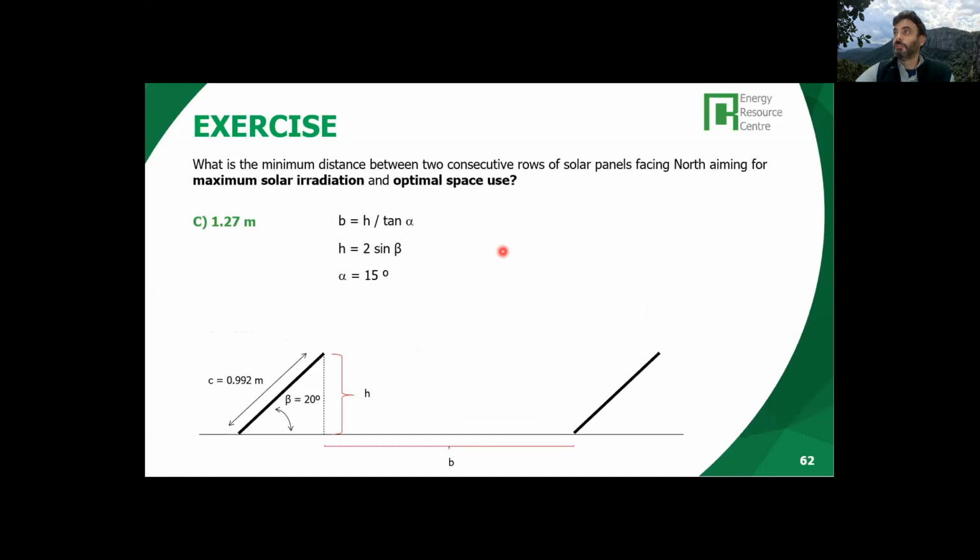So the answer would be C. How do we calculate that? We use the formula. B is h divided by the tangent of angle alpha. We said we can take alpha as a minimum of 15 degrees. And for h, sorry, this is a mistake again. This would be 0.92. Oops, sorry. This is 0.992. Okay, here we are.